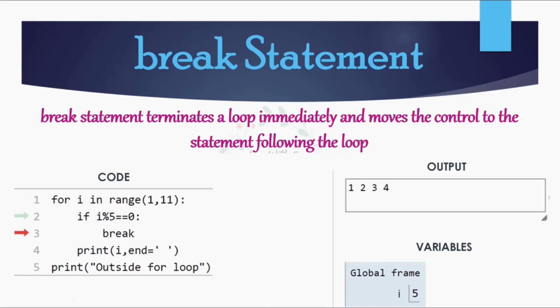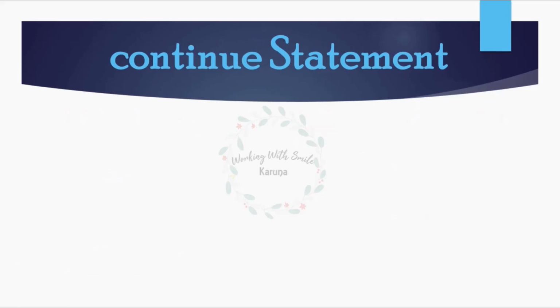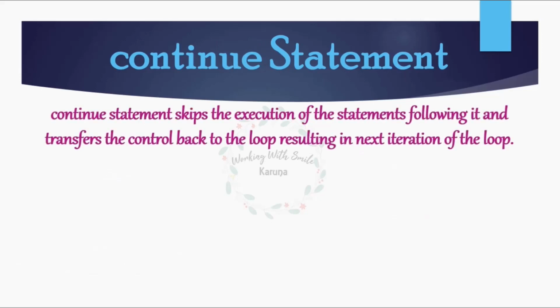The execution of this break will skip the statements written after it inside the for loop, and the control will move to the statements which are following the for loop. This print statement gets executed, giving the outside for loop output on the screen. Continue statement skips the execution of the statements which are following it, and the control is transferred back to the loop, which results in the next iteration of the loop.